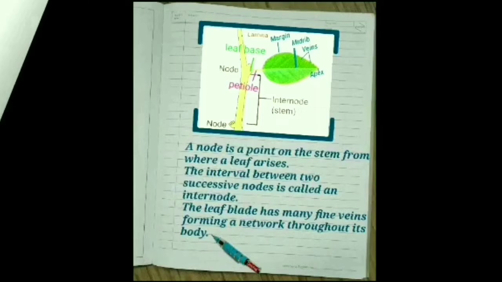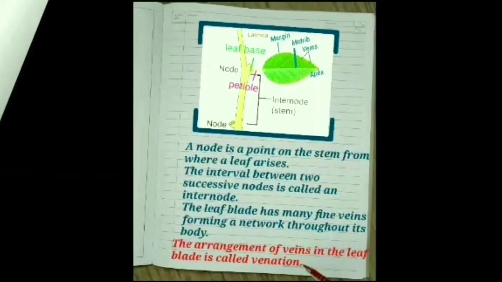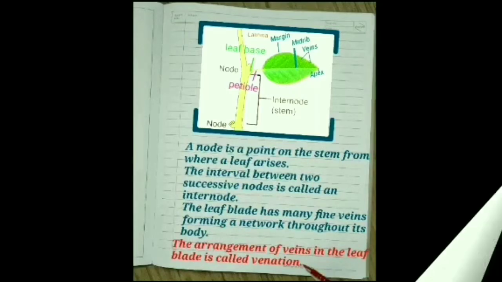The leaf blade has many fine veins forming a network throughout its body. The arrangement of veins in the leaf blade is called venation. On top in the diagram you can see the margin, the midrib, the veins, apex.